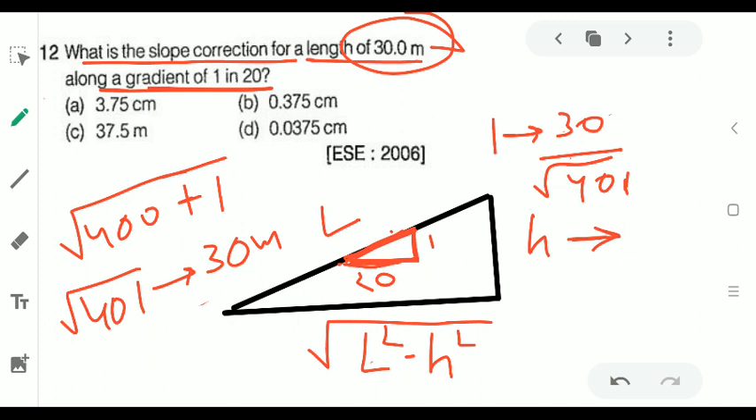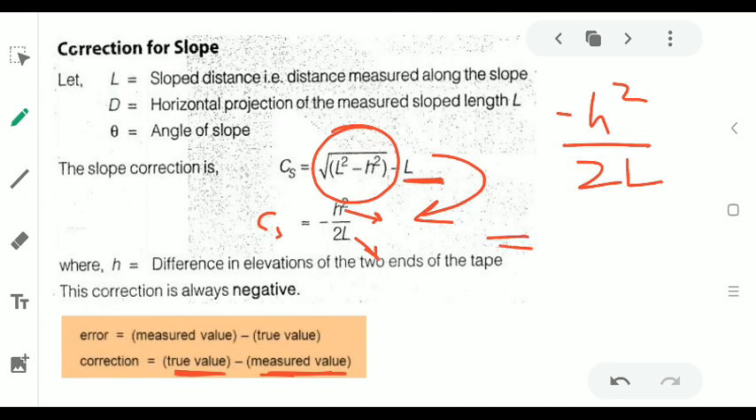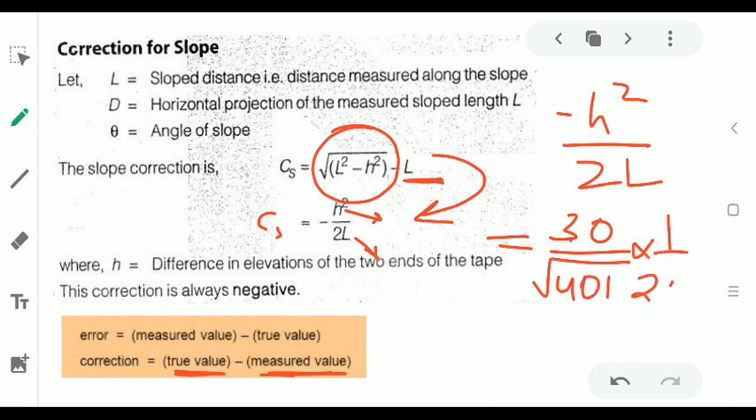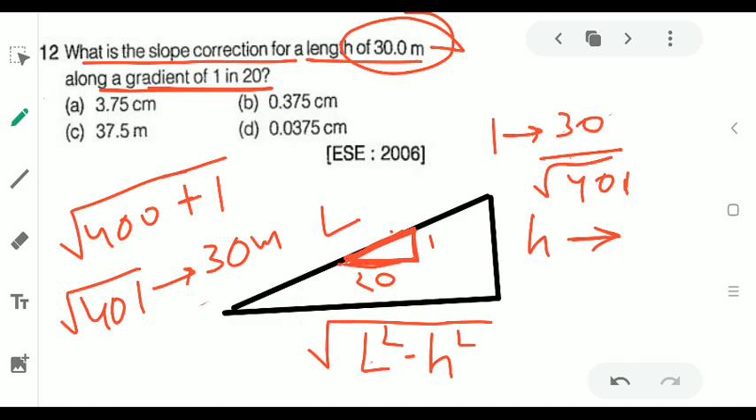Now the correction will be minus h square by 2L. Since the value of h is 30 upon square root of 401, into 1 by 2, and the L value is also 30. So you will get this value as 0.0375 meter, which will be equal to 3.75 centimeter. So your correct option for question number 12 will be option A.